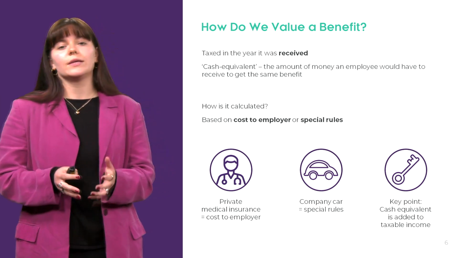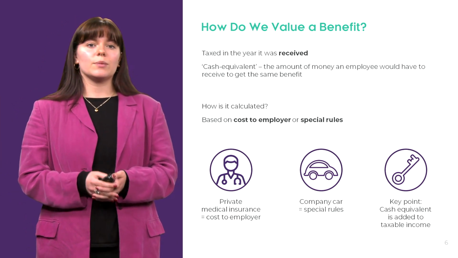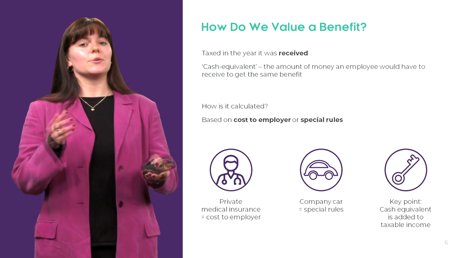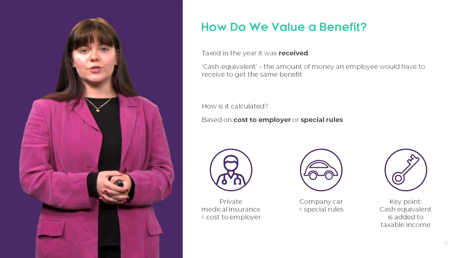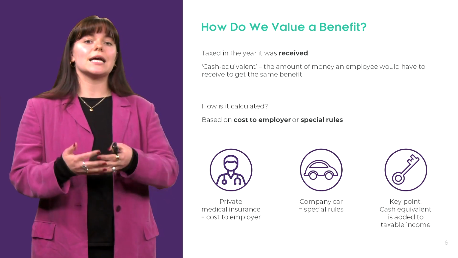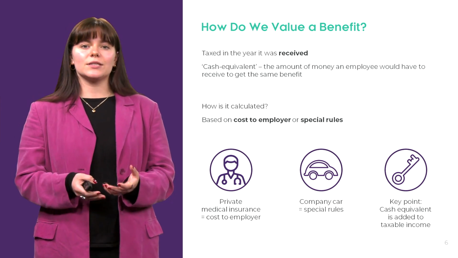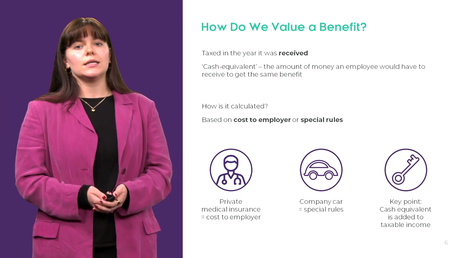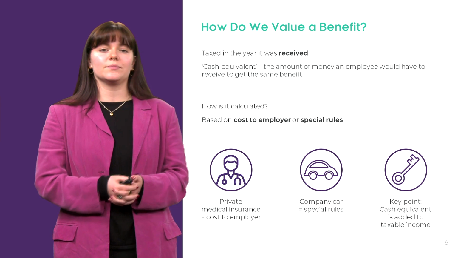When we tax a benefit, it is always taxed in the year it was received. This applies to non-cash benefits, and these are benefits such as company cars, free accommodation, or private health insurance, which are typically treated as taxable income. However, because they are not paid in cash, the tax authorities need to determine their value for tax purposes. This takes us to the concept of the cash equivalent of benefits.